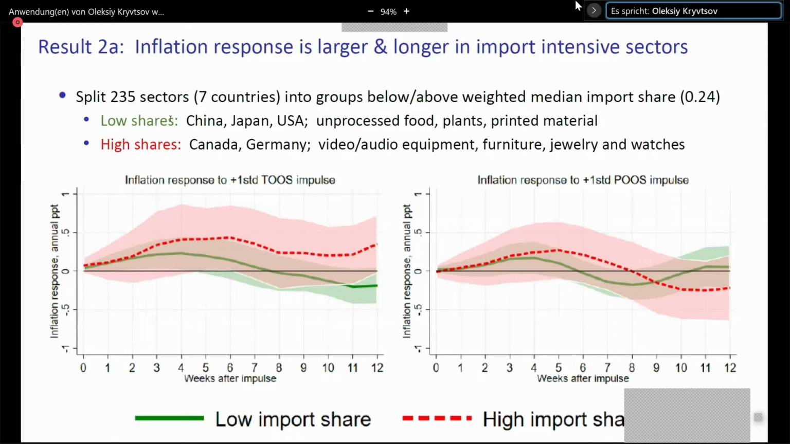Less import-intensive sectors tend to be those like unprocessed food, plants, and printed materials, and those sectors that tend to come from larger countries, right? China, Japan, and the USA. So what you can see is, in response to a temporary stock-out impulse, there is a larger and more persistent inflationary effect on those sectors that are more exposed to trade versus those that are less.